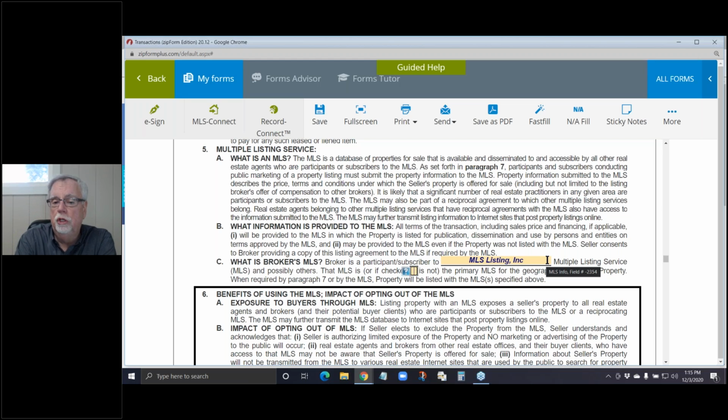So what you would do is you would do what's called a reciprocal listing in MetroList, which you can do. You have to log in to the MetroList software from the MLS and add the listing there.